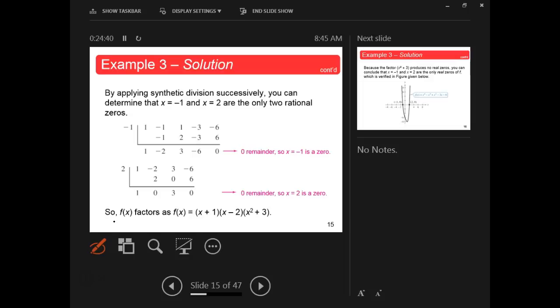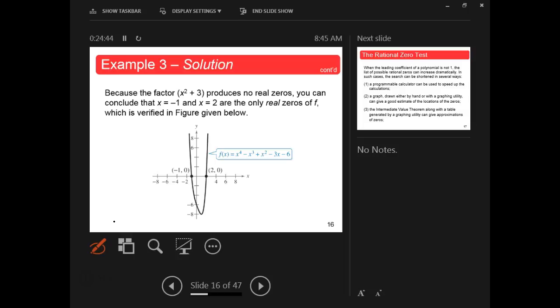Let's see. Oh, yeah, they're going to show us the graph, too. Here was x equal negative 1. Here was x equal 2. What other point on this graph would be real easy to plot? Say again? 0, negative 6, the y-intercept, with 0 in for x, and then y is equal to negative 6. And sure enough, there it crosses at 0, negative 6.